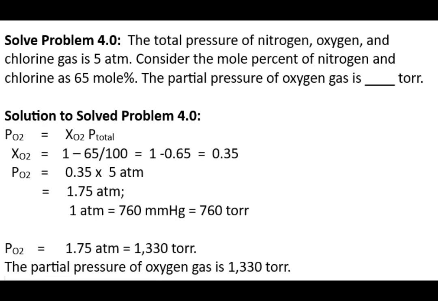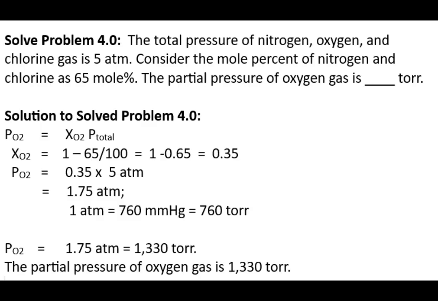Solve problem 4.0. The total pressure of nitrogen, oxygen, and chlorine gas is 5 atm. Consider the mole percent of nitrogen and chlorine as 65 mole percent. The partial pressure of oxygen gas is _____ torr. The solution of this problem is as shown. The mole fraction of oxygen will be determined, then the parameters substituted into equation 18, then the value in atm converted to its equivalent value in torr.